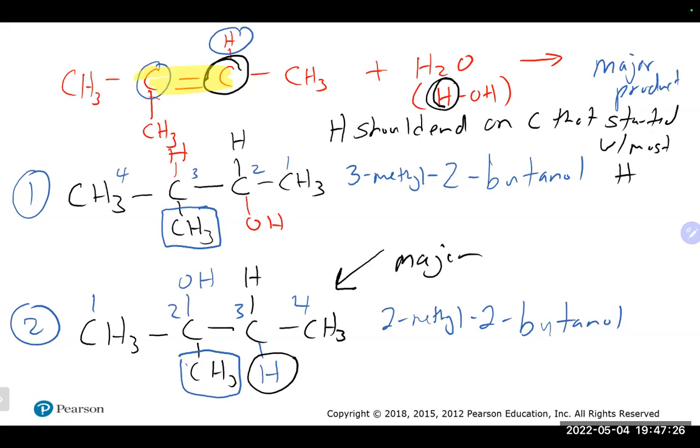So Markovnikov's rule is that the hydrogen being added in this situation should end up on the carbon that started with the most hydrogens directly attached to it. And then the OH or the Br or whatever else is attached would go to the opposite carbon. And that will give you your major product. And that's typically what you should draw. Question on that there? Yeah.